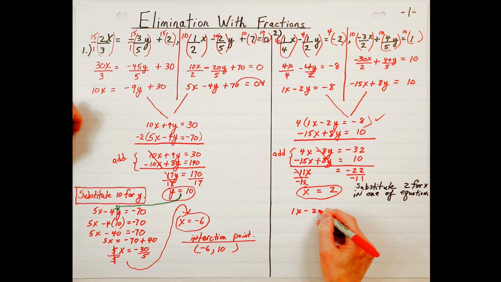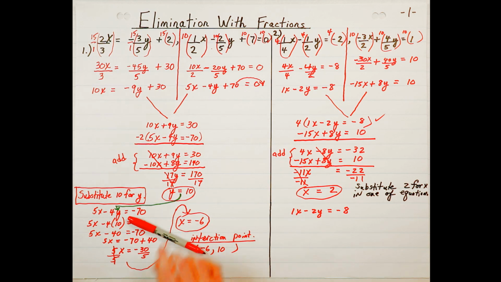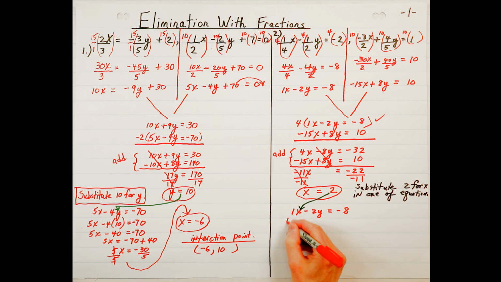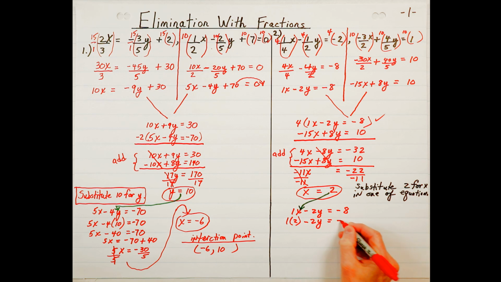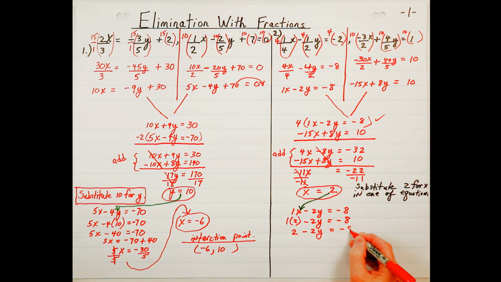1x minus 2y equals negative 8. And what we're going to do, so we're going to take this 2 and put it in here for x. So instead of 1 times x, we have 1 times 2 minus 2y is equal to negative 8. 1 times 2 is 2 minus 2y equals negative 8. Now we have to do opposite operation again. We've got to get y by itself on the left-hand side. So this 2 has to come over here.